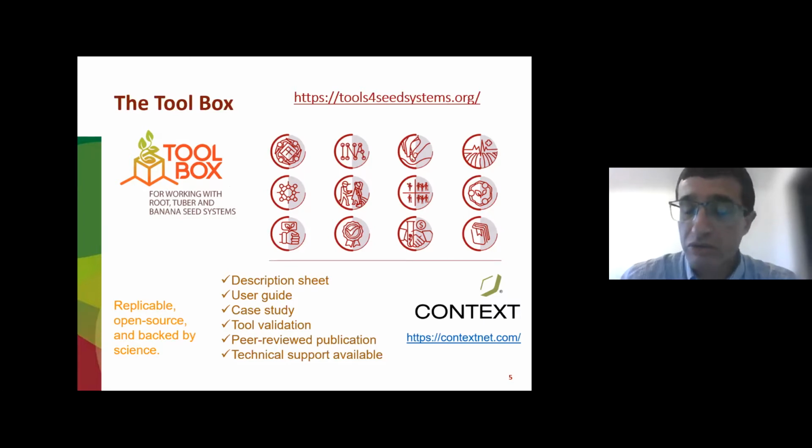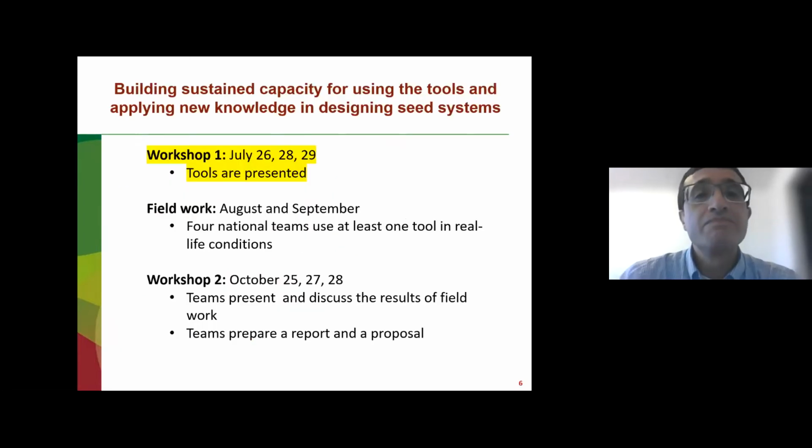So welcome to our colleagues from Context. And then just to remind you that this is part of a more ambitious course on building capacities around seed systems using our toolbox. We are in workshop number 1, so we are finishing today with all the tools. The tools have been presented. But at the same time, we have 4 national teams that will use at least one of the tools in real life conditions. So for these teams, welcome to the last session of this webinar.